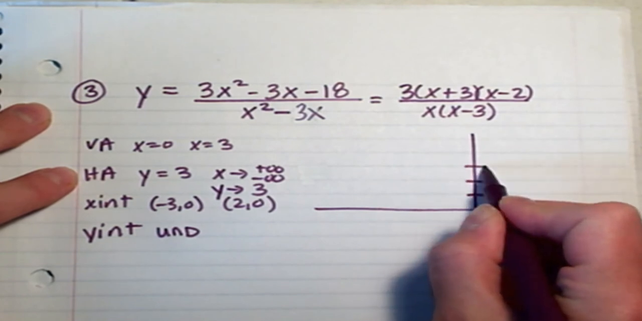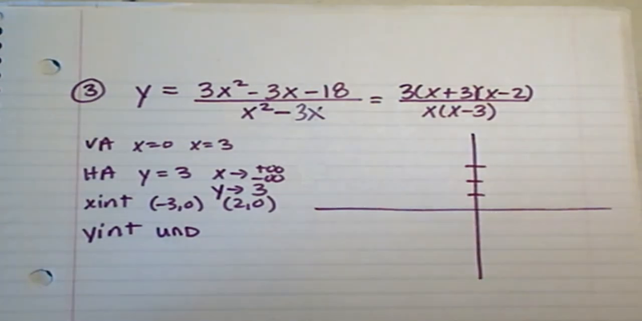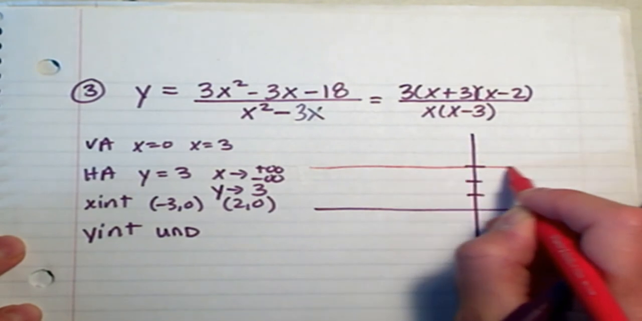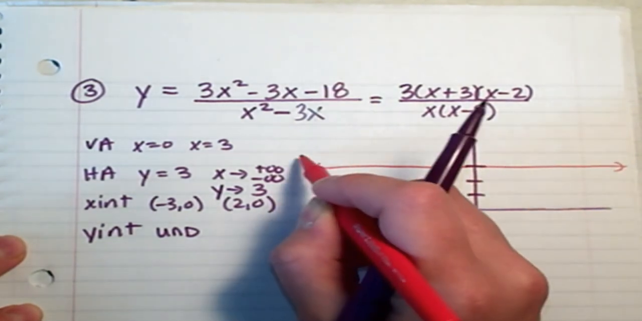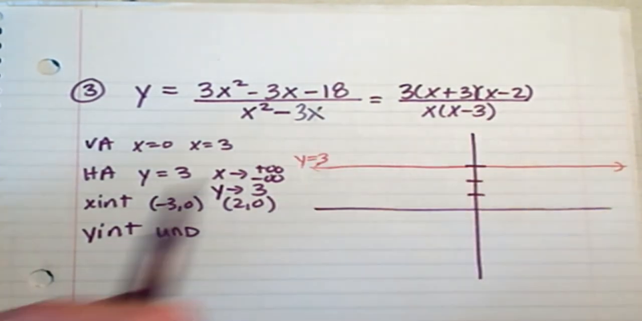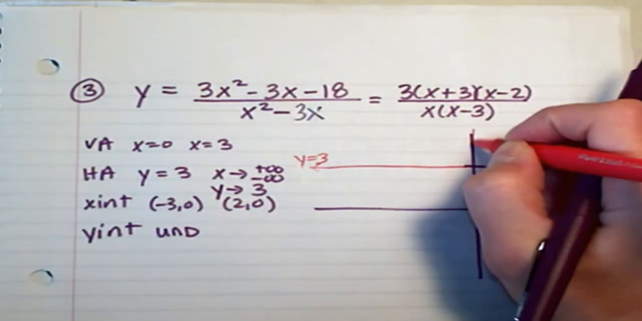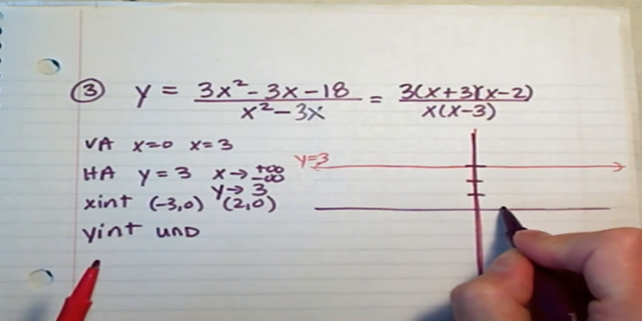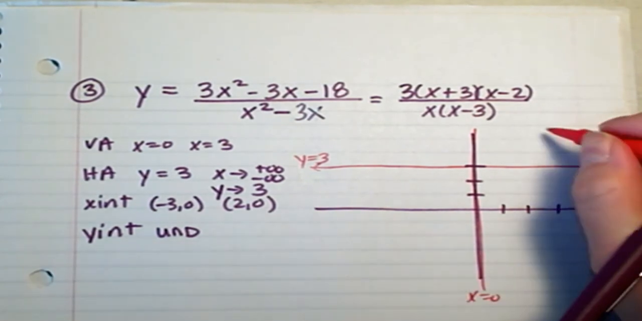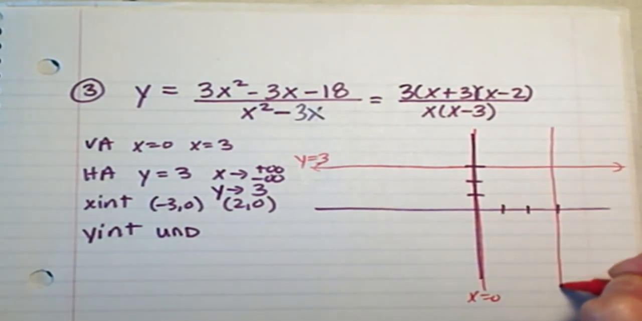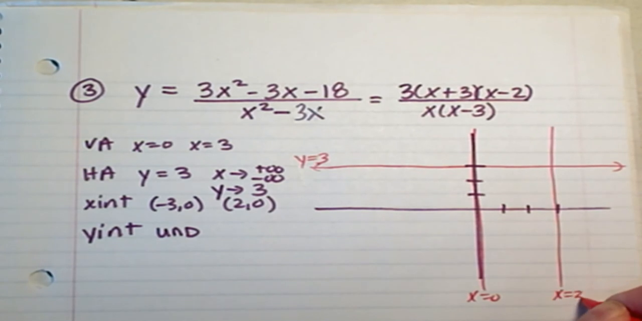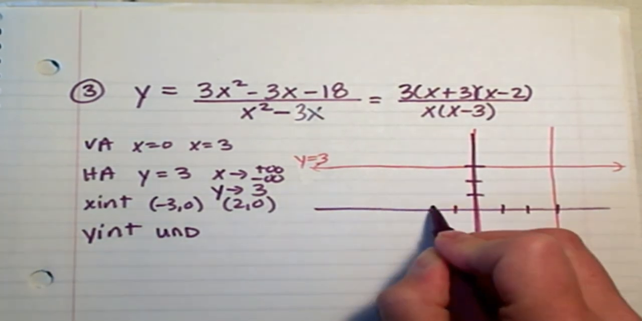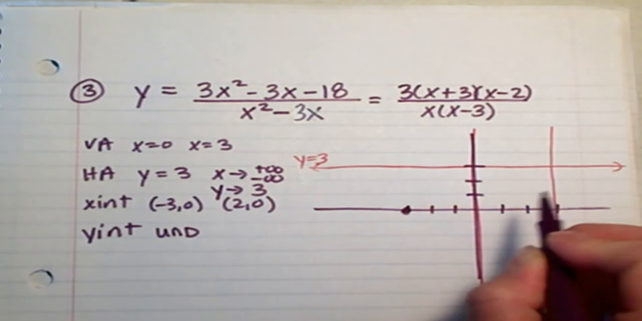Okay, so let's see what this looks like on the graph. 1, 2, 3. Okay, so there's my horizontal. Y equals 3. Okay, here's my vertical. X equals 0. 1, 2, 3. Here's my other vertical. X equals 3. 2, 3. 1, 2.